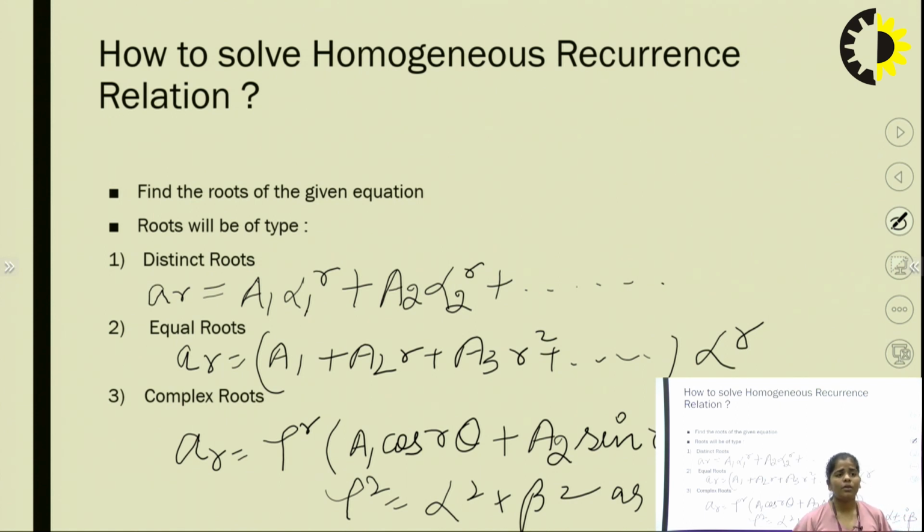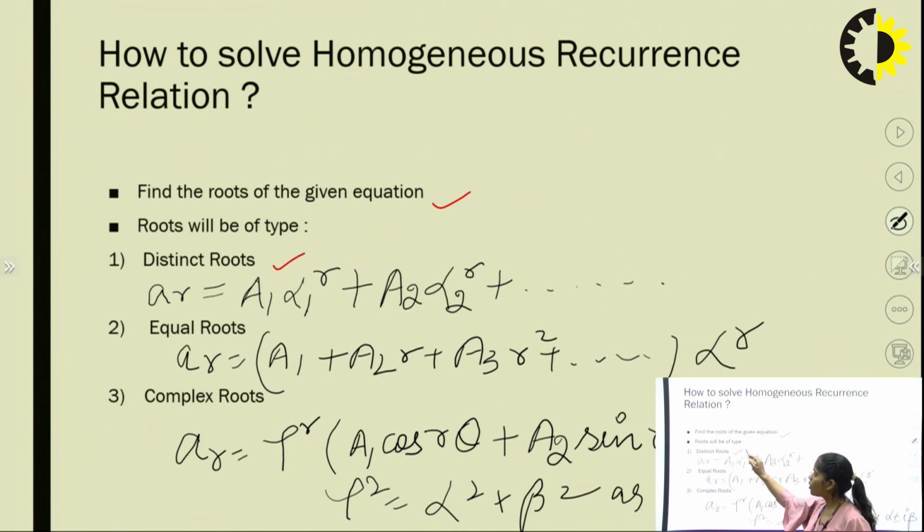So let's start with how to solve the homogeneous recurrence relation. We follow some steps here. First of all, we have to find the roots of the given equation. Basically the question is given in the form of an equation, so we find its roots. Then, according to the type of root, we find the solution of the given homogeneous recurrence relation. Depending upon the root, the solution is as follows.